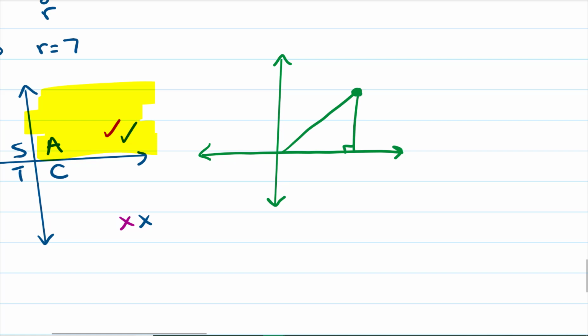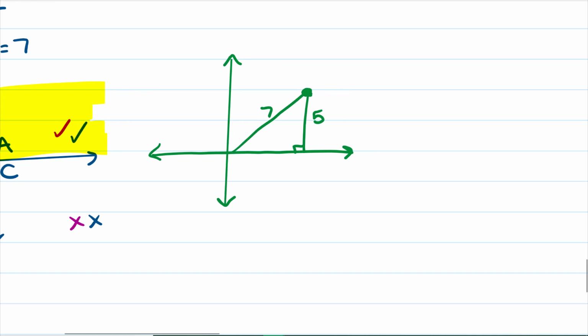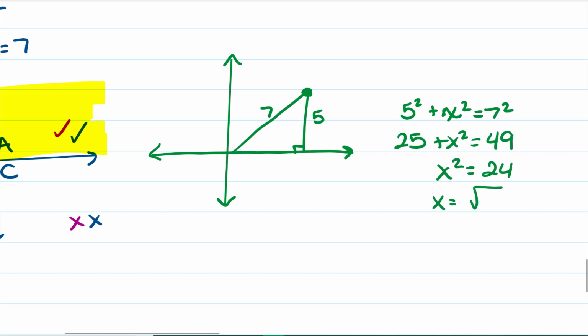So I'm just going to put my point right here. I don't know exactly what it is, but I know this is going to be 5, and this is 7. And again, that's based on the sine that's given in the problem. So now I have to, again, use the Pythagorean theorem. 5 squared plus, this time I'm solving for x. So I get my x value is 2 radical 6. And now that's all I have to do is plug everything in.